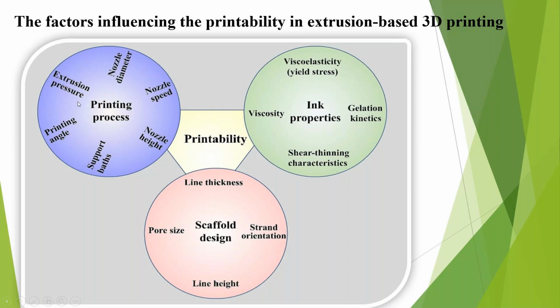And coming to the ink properties, we take into account viscoelasticity, viscosity, gelation kinetics, and shear thinning characteristics. And coming to the third factor, it is scaffold design. So we have to take into account the pore size, what line thickness we need, the strand orientation, and also the line height. So among the various factors, these three play a major role when we consider 3D printing.